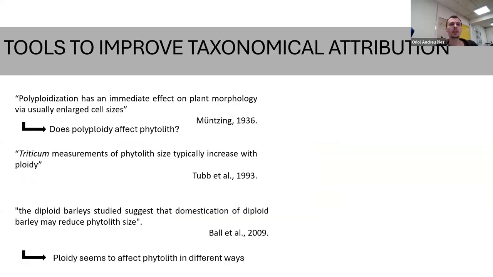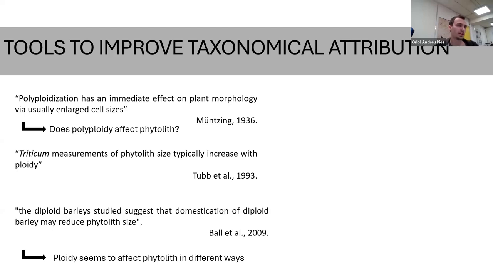So after that, why are we doing this? Why are we going deep into the ploidy? First of all, because we have evidence that polyploidization has an immediate effect on plant morphology via enlarged cell size. As told before, phytoliths are produced inside of cells. They take the form and also the size of the cells of the vegetal tissue where they are produced. So it means that if we have a difference in these vegetal tissues, there could be a potential difference in phytolith production, we will see.